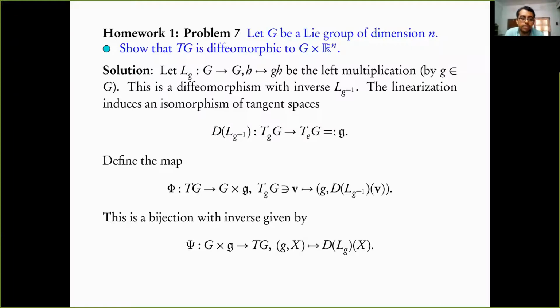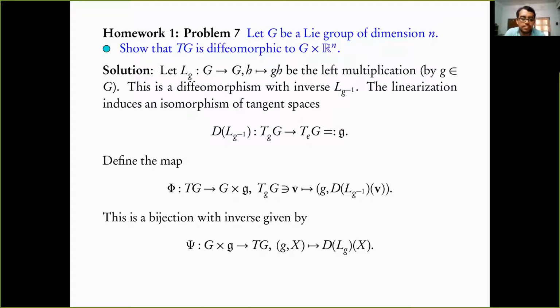So all you have to do is, it's clear that capital Phi is a bijection because of how things are defined. And this will have an inverse. Well, what should the inverse do? Well, the inverse should do exactly what the inverse of DL_g inverse does. Remember, L_g is the inverse of L_g inverse. So D of L_g inverse, the inverse of that is D of L_g. This is just chain rule.